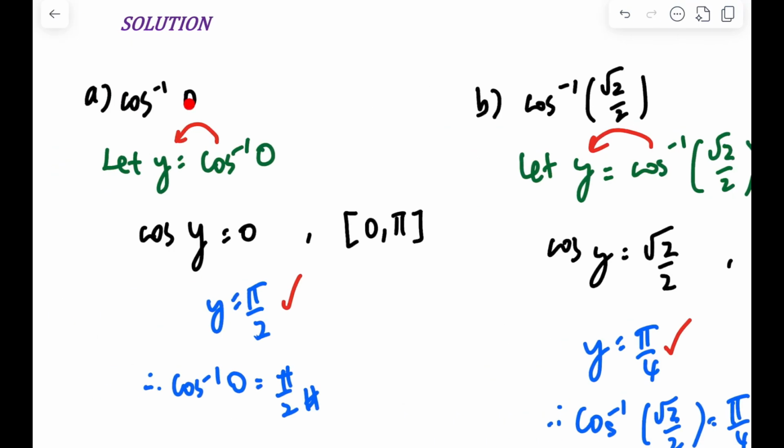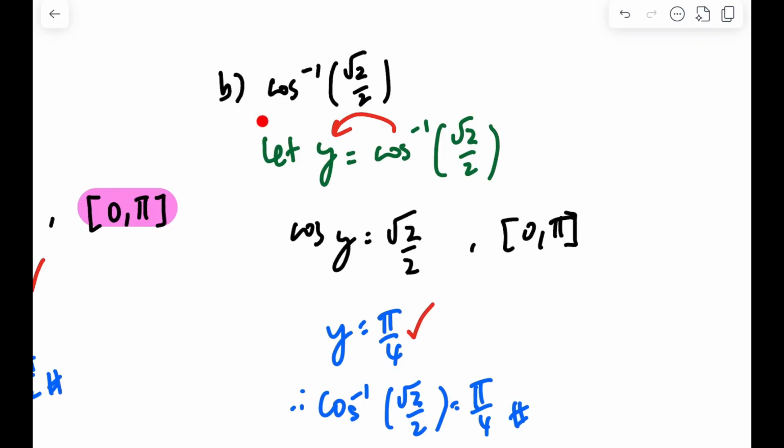As I mentioned before, to solve for an inverse, you need to let y be that inverse. So let y equal inverse cos 0. Now let's change to cos of the opposite side. So cos y is equal to 0. Please take care of your domain; it must be within 0 until pi. So we need to think: for what angle, when we take the cos, do we get 0? We know that it is pi over 2. Pi over 2 is within the allowed domain, between 0 and pi. So let's take the answer to be pi over 2.